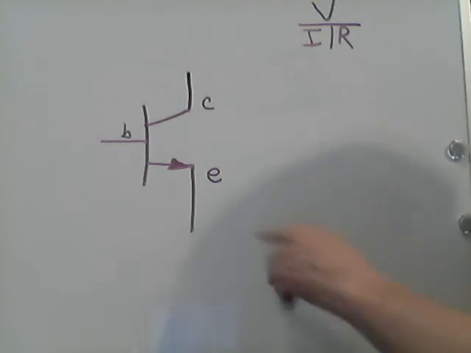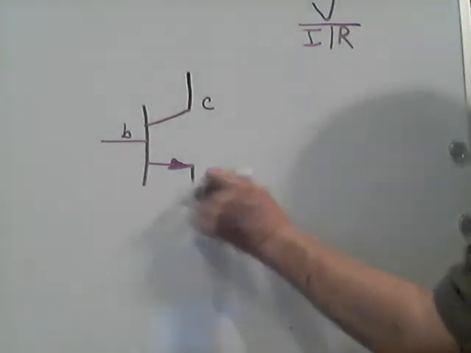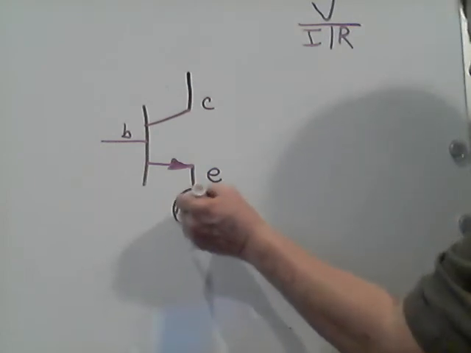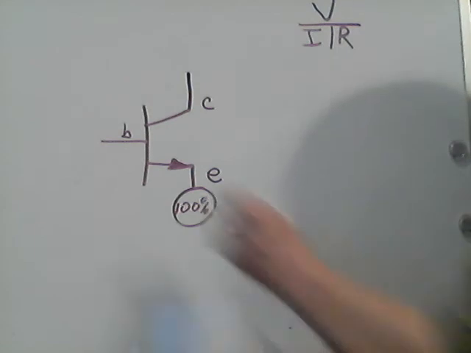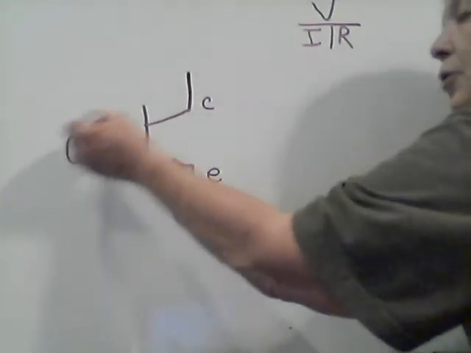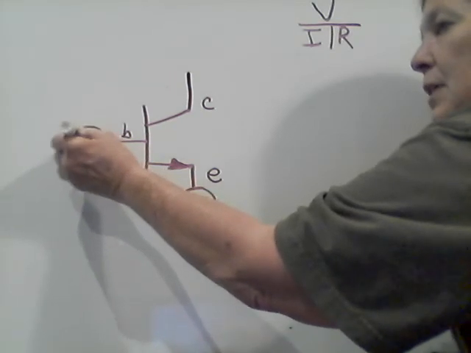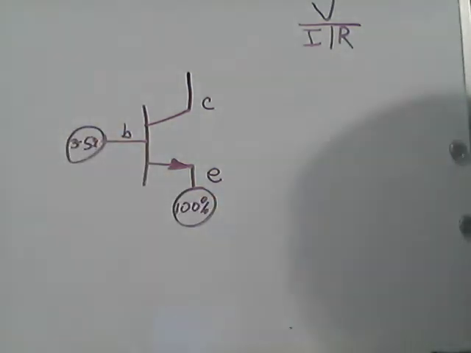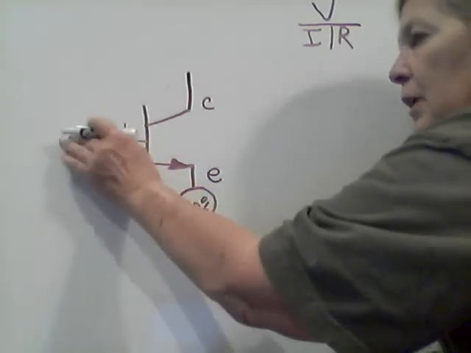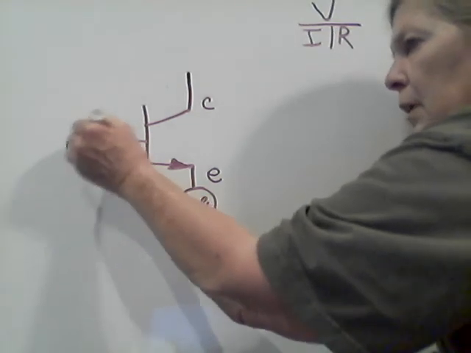Remember how we talked about the emitter, the base, and the collector? What we're looking at is that if the current is going to flow through this device, 100% of it will flow through the emitter. And when we look at how we control a bipolar, it is controlled by the emitter base current flow. So only 3 to 5% of the current is actually going to flow through this base.